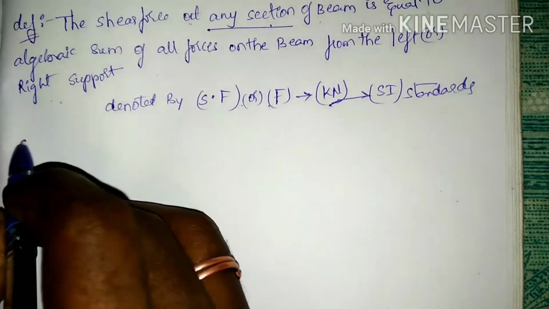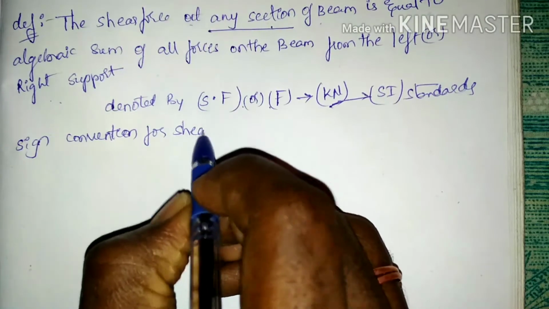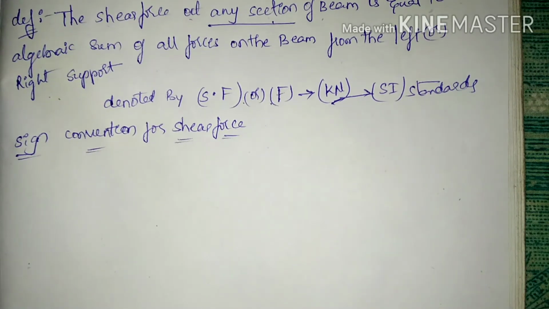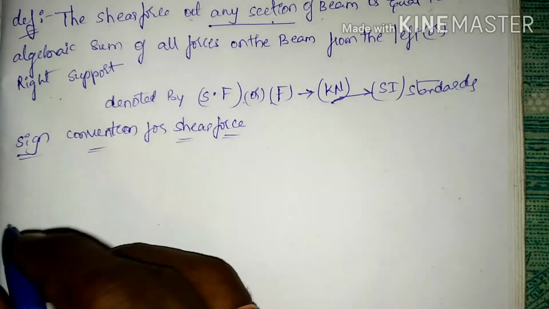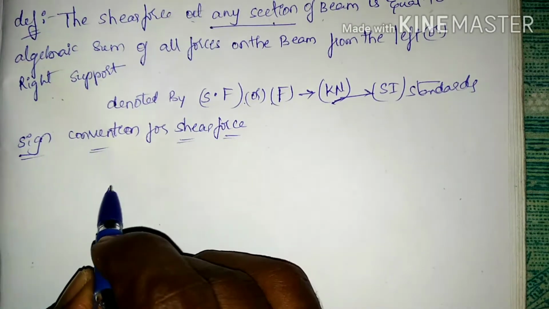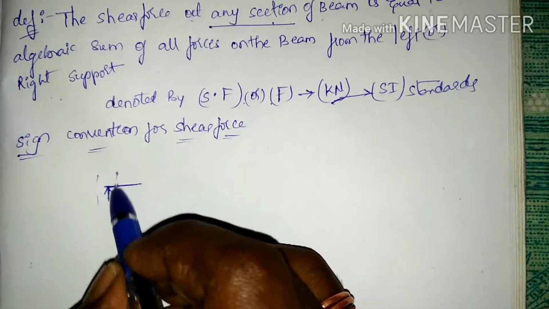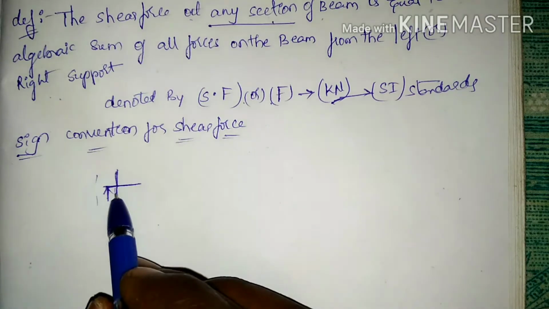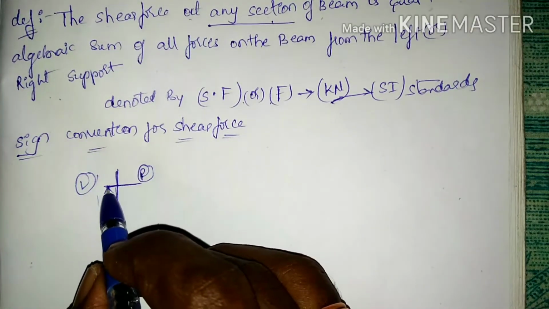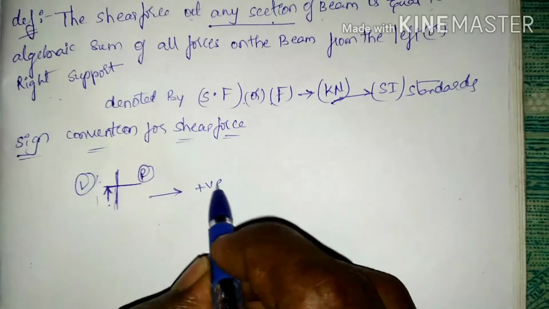It is very important: the sign convention for shear force. There are two shortcuts to remember the sign convention of the shear force. Let us consider a support and a beam, and we are taking a section about here. This is the left side and this is the right side. If the left side force is in the upward direction, it is positive shear force.